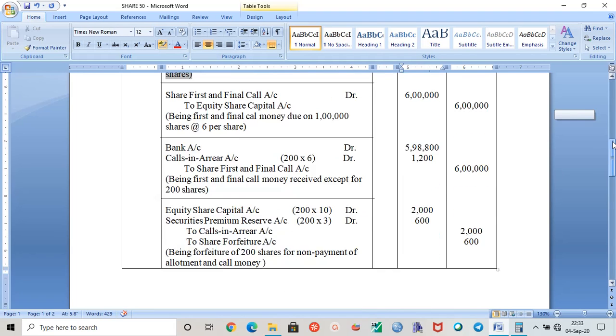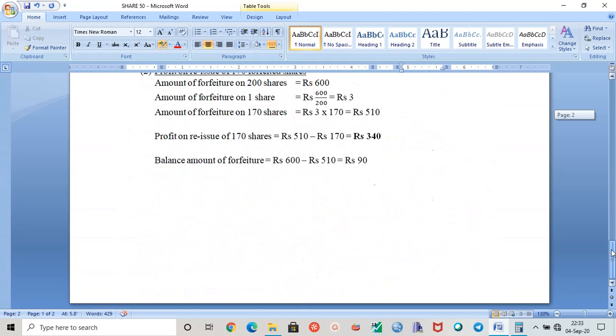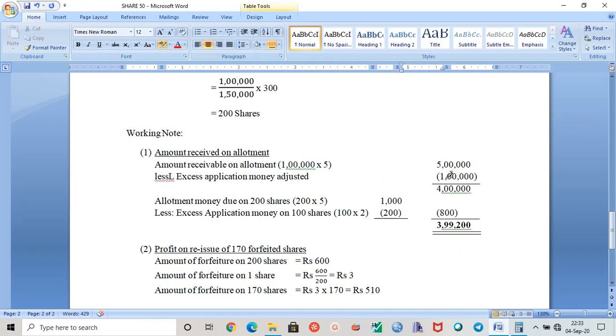You can have a look at this working note also. So 5 lakh was amount receivable, and 1 lakh was adjusted, and this 4 lakh will now be receivable. And this person was allotted 200 number of shares, and the allotment money due from him was 1 lakh.